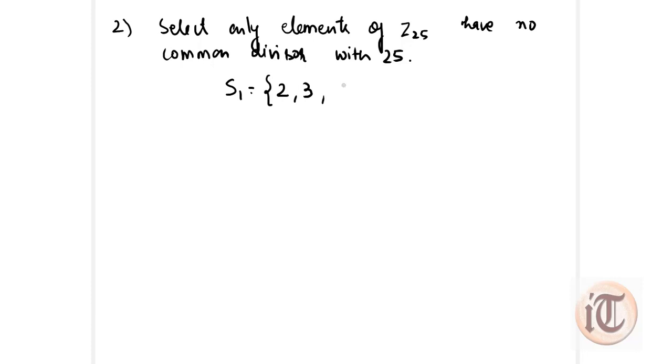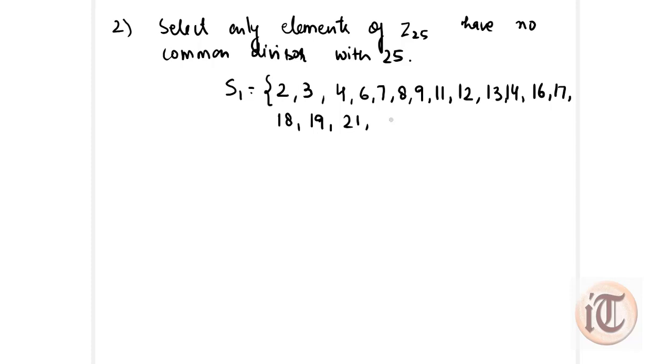So the S1 set will become 4, 6, 7, 8, 9, 11, 12, 13, 14, 16, 17, and after that 18, 19, 21, 22, 23 and 24. All the elements of this S1 have no common divisor with this number 25, and those selected elements are put into the set S1. So this is step 2.